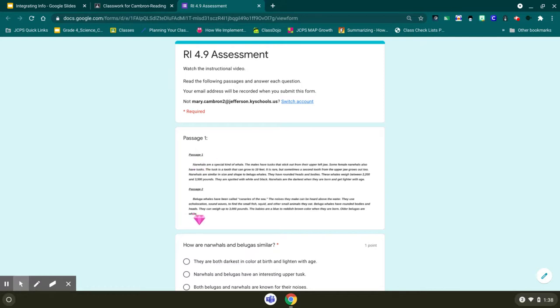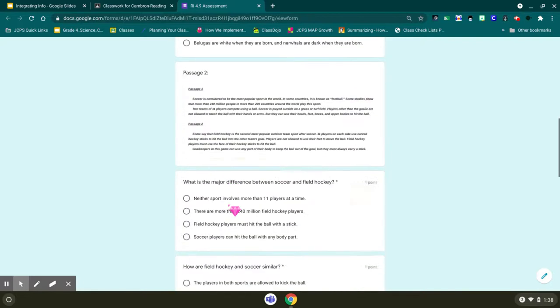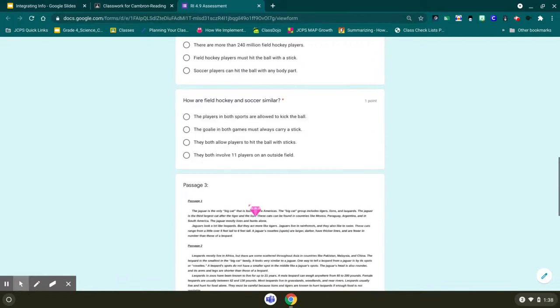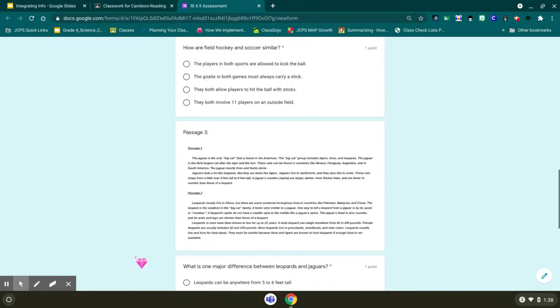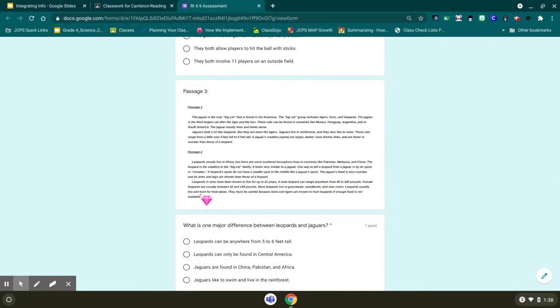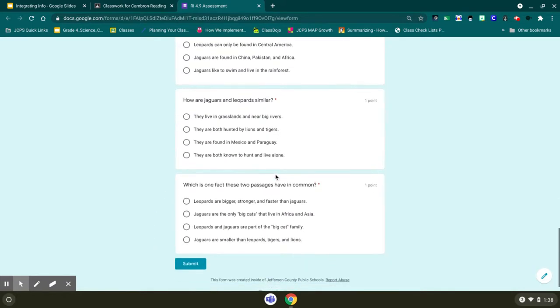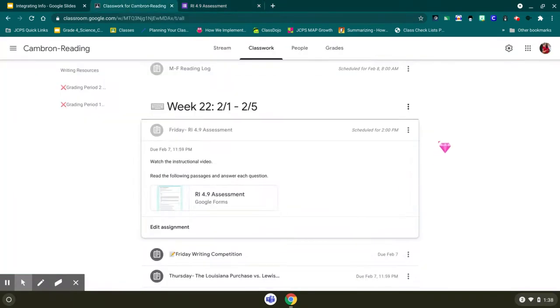So you're going to read both passages and answer the questions that go along with them. Now, the first two passages only have two questions, and the last passage has three questions. So make sure you are reading all of the passages, reading all your questions, and picking the answer that best fits the question. Make sure you answer all of the questions before you hit that submit button. And when you are done, make sure you come back and hit mark as done or submit so that your teacher knows you are finished.